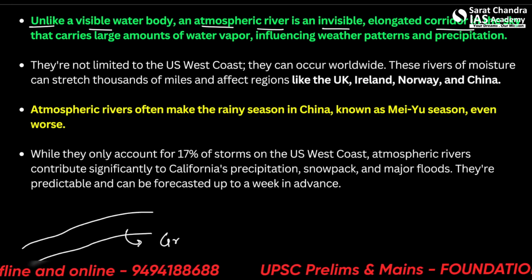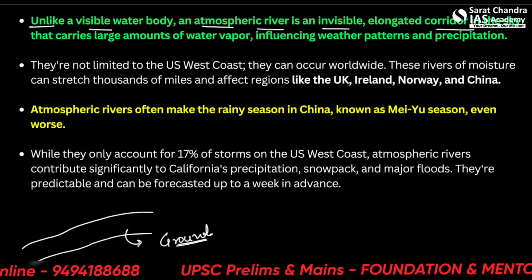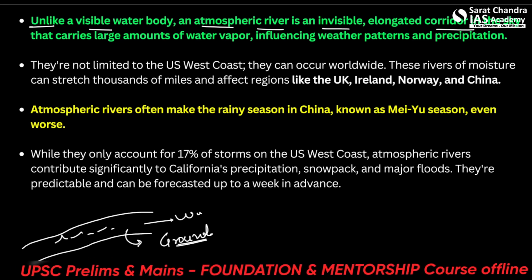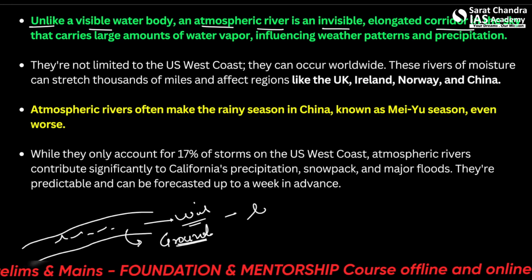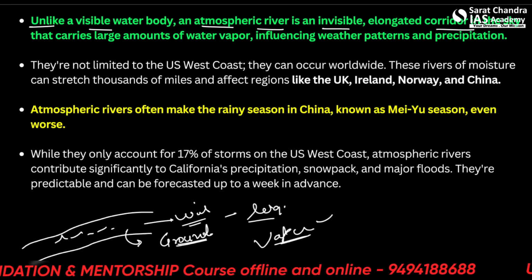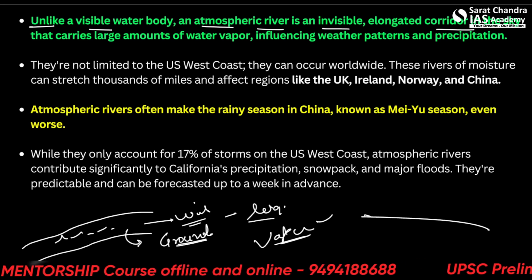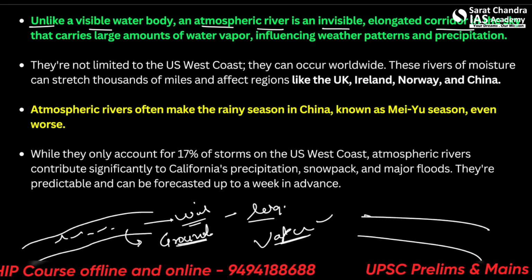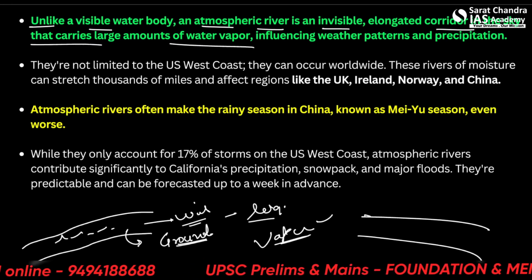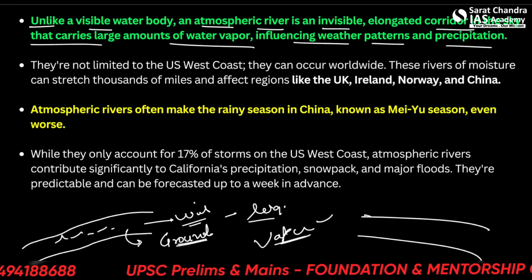So on the ground, why is it visible? Because what flows inside this is water. Now, water is in liquid form here on the ground, but in the sky it's in vapor form. So that's why it's invisible, but the formation is similar. That is why it's called an atmospheric river. So it carries a large amount of water vapor, influencing weather patterns and precipitation.